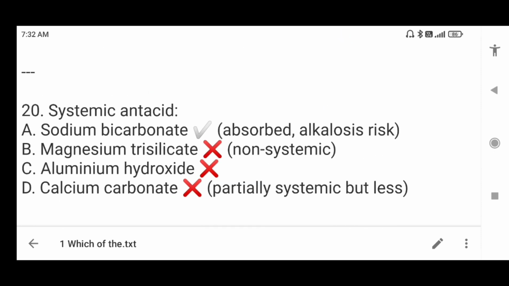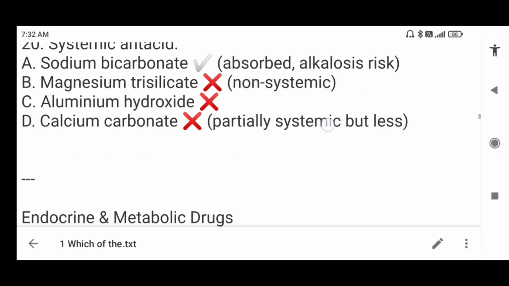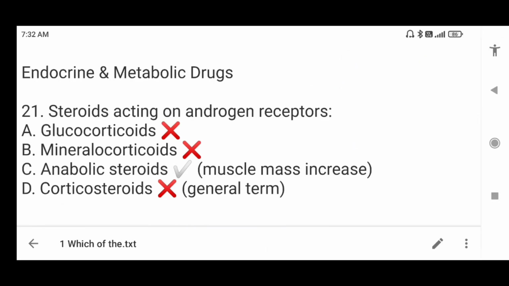Systemic antacid is sodium bicarbonate. Magnesium trisilicate is non-systemic. Calcium carbonate is non-systemic. But the systemic antacid sodium bicarbonate carries alkalosis risk. Steroid acting on estrogen receptor is an anabolic steroid.